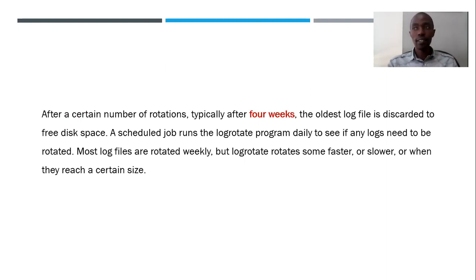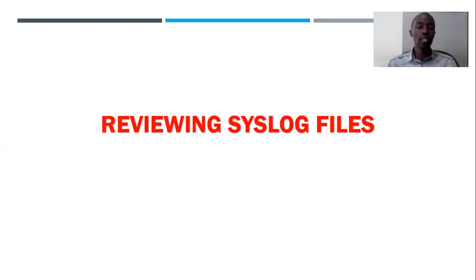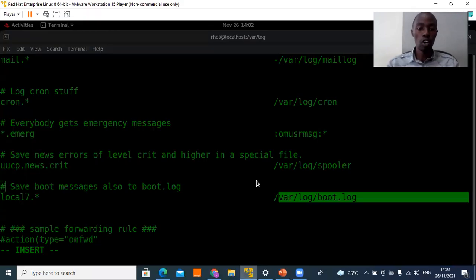So it's actually giving you time, like 4 weeks. If you don't make use of those events, let's say for troubleshooting or reviewing, then they are going to be wiped out to allow new events to be captured. That is about the log events. Now, reviewing syslog files: when you want to perform that, we have a command that is used. And the command is logrotate.